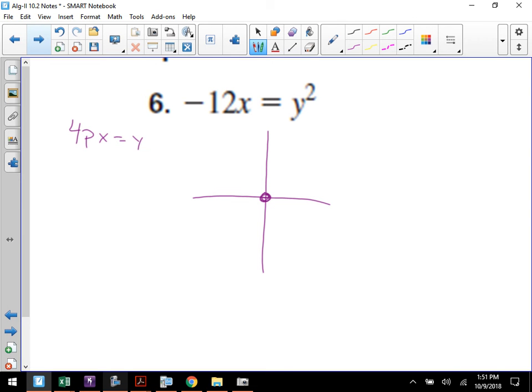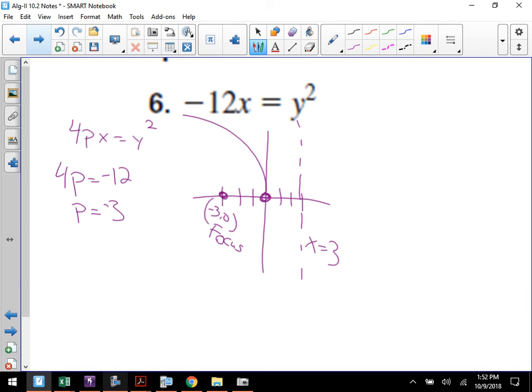y squared equals 4px, or y squared is 4px. Everyone write it. What's playing the role of 4p in this problem? -12. So 4p has to equal -12. What's your value of p then? -3. So your focus is then located at -3 and 0. There's your focus. And then your directrix is a vertical line, and then your curve goes like that.